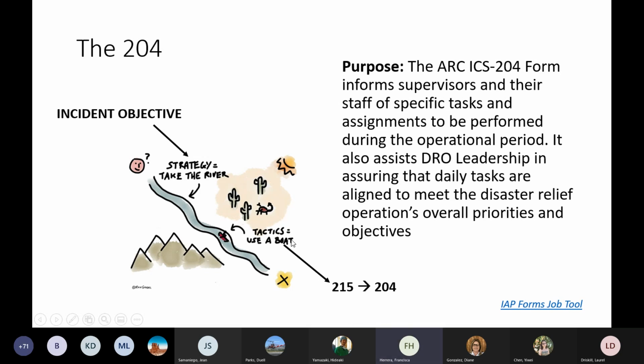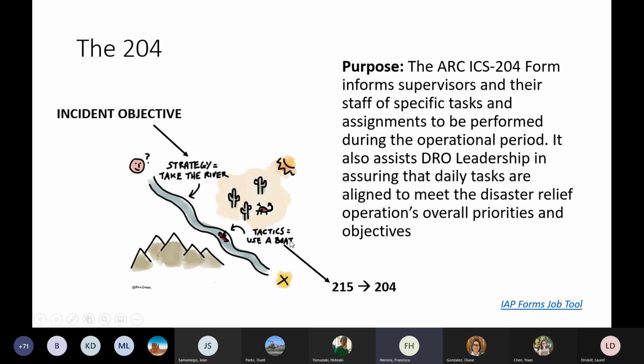But each of the strategies requires tactics, which is how you go about doing it. What are you going to need to get it accomplished, and who you'll need. So in order to get to the tactics, if you choose to take the river, you could take a boat. You could swim. You might identify, well, no, a canoe would be better. Maybe you snorkel your way through.